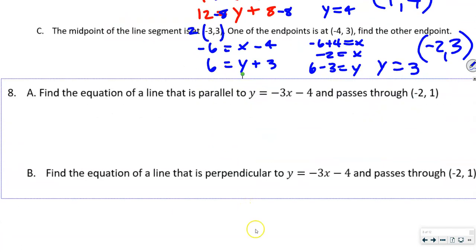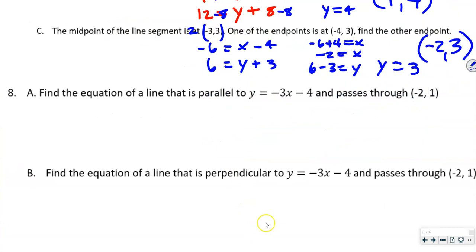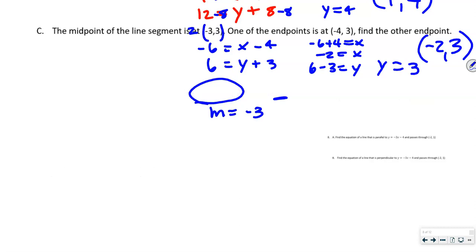All right, number 8 says find the equation of the line that is parallel to y equals negative 3x minus 4 and passes through the point negative 2, 1. Okay? So we want to find our slope. M equals negative 3. And if it's parallel, it's the same slope. This is going to be my x and my y.